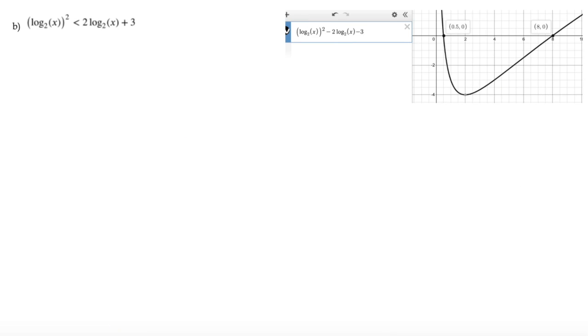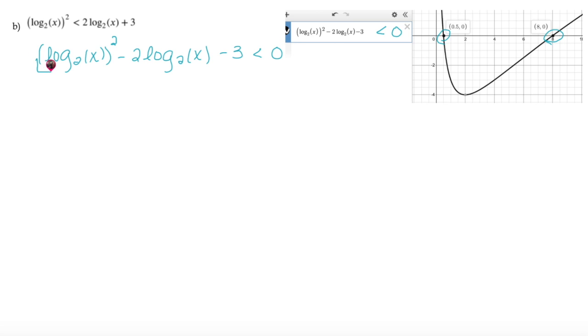Here we have log base 2 of x squared is less than 2 times log base 2 of x plus 3. Let's go ahead and bring everything to one side, just as I did in here, and say, where is this less than 0? We can even see that it is less than 0 in between half and 8. So that's going to be our goal. When I subtract, I'll have log base 2 of x squared minus 2 times log base 2 of x minus 3 is less than 0.